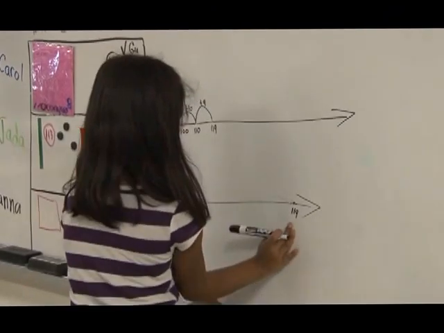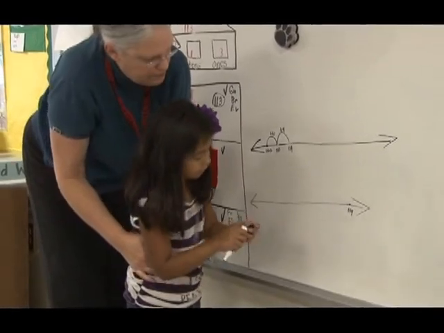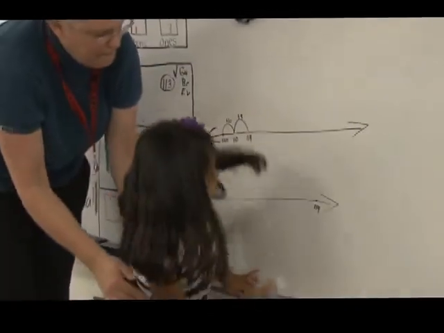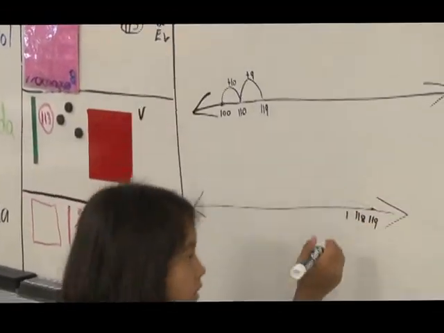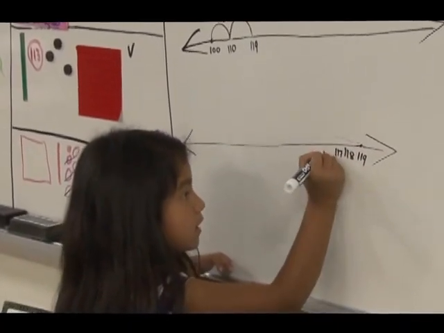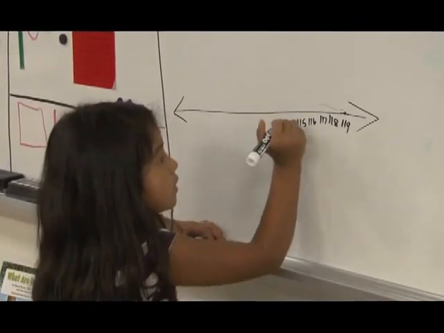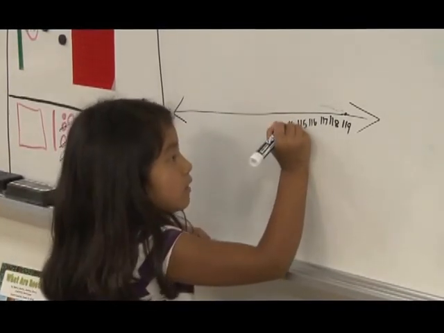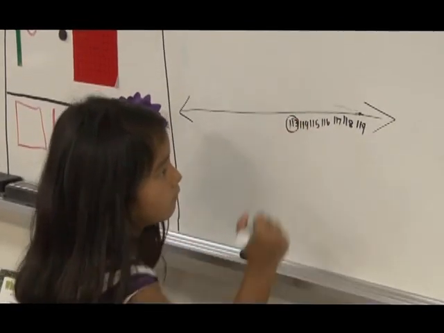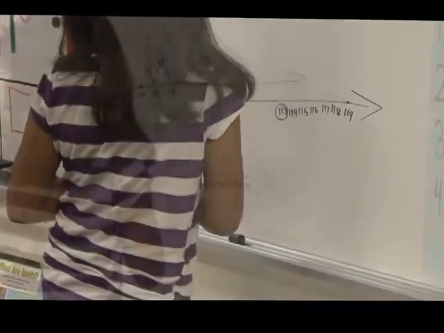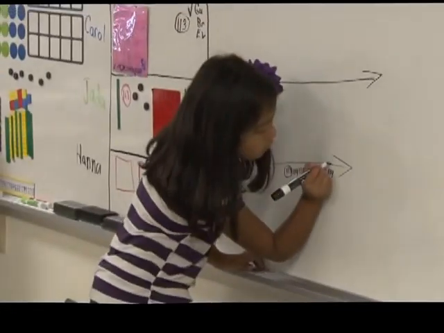Now, how are you going to take his 6 away? 119, 118, 117, 116, 115, 114, 113. She took one away each time. And what's your answer? 113. Well, she doesn't have to put the dots there, but she has to have the number there. So go ahead and make your 6 hops going backwards.